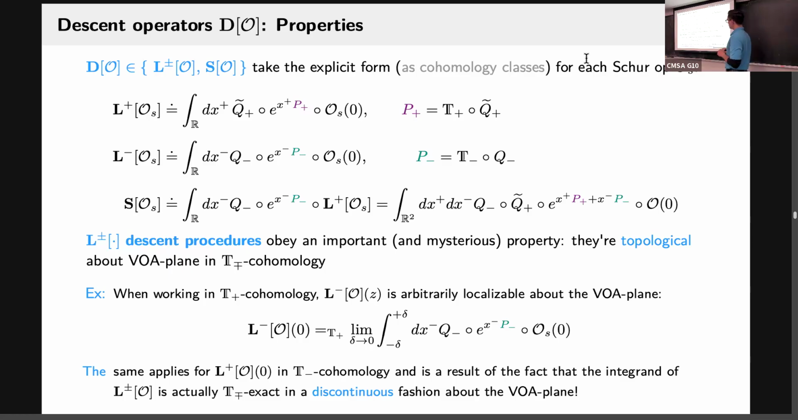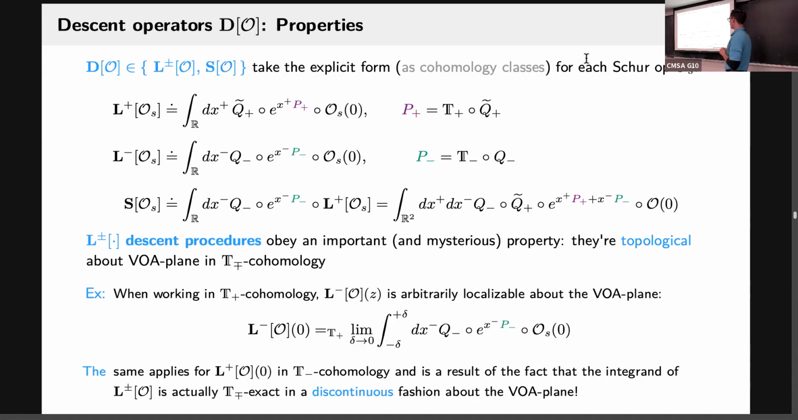But really, what this is saying is that L minus becomes very close to just being a Schur operator that lives on this X minus light ray. And the reason for this has to do with a fact about some exact relations involving your operator spectrum.